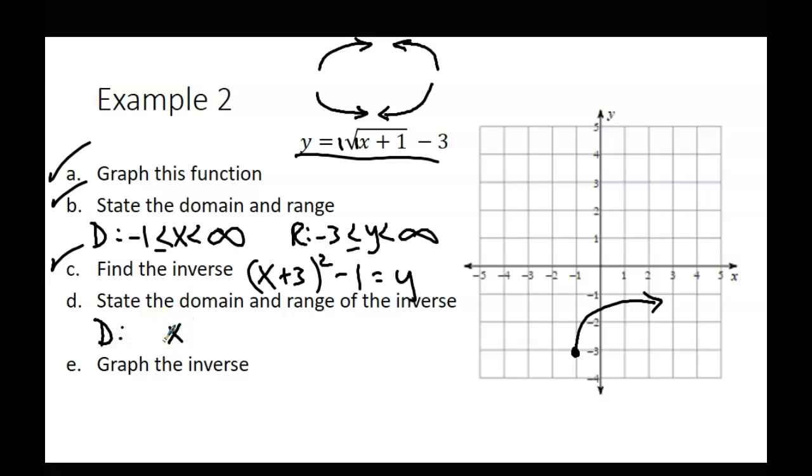What would the domain of this function be? Maybe negative 1. Oh, negative 3. Negative 3 to infinity. That's right. The domain of this function has to be the range of its inverse. Oh, snap. It sure does. Just don't forget to put a y there. So it's going to be the same numbers, negative 3 and infinity, but with a y in the middle. Okay.